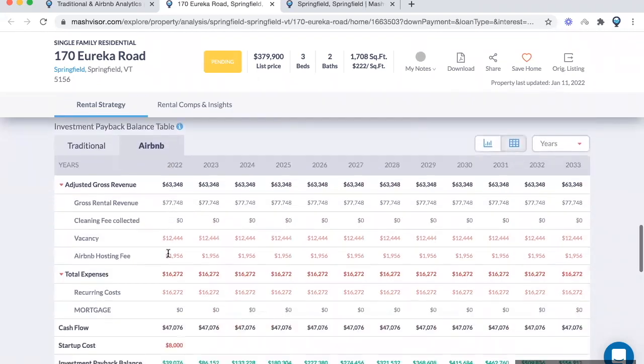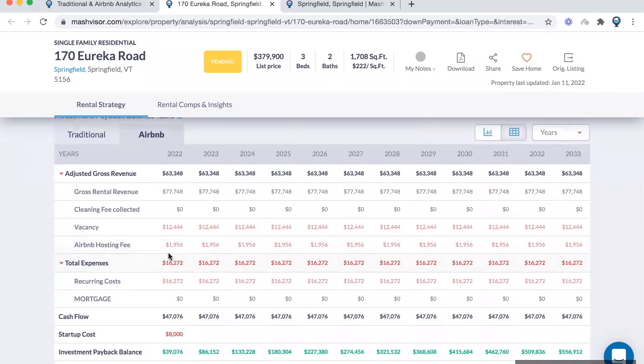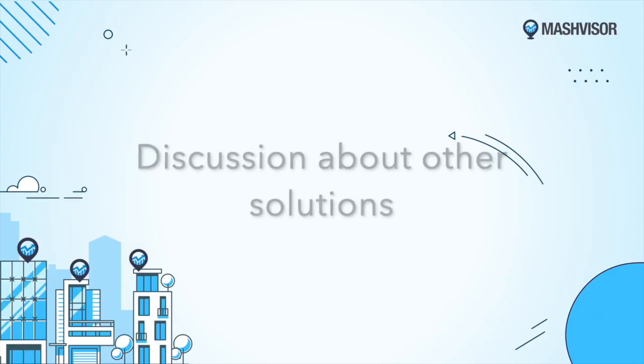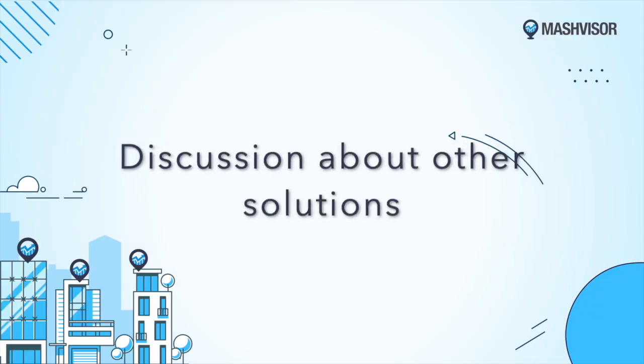And last but not least, everything is summarized in this payback balance table. The goal is to help you determine how long it will take for you to pay off your upfront cost. So the system is very user friendly, despite there being a lot of great data. Right now, we're one of the leading software helping investors, real estate agents, and property managers in finding lucrative Airbnb vacation rental deals. If you don't mind me asking, what's the other site that you're considering?